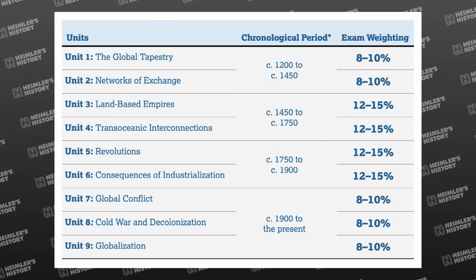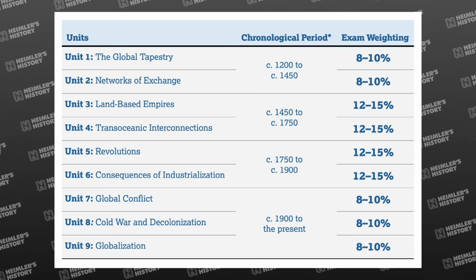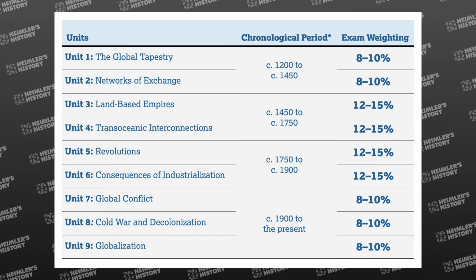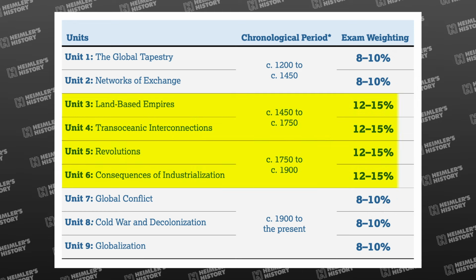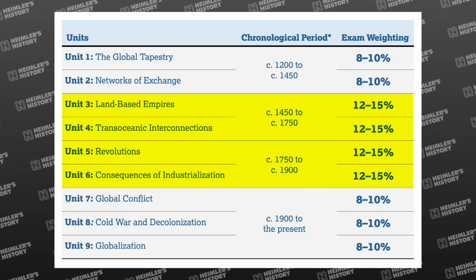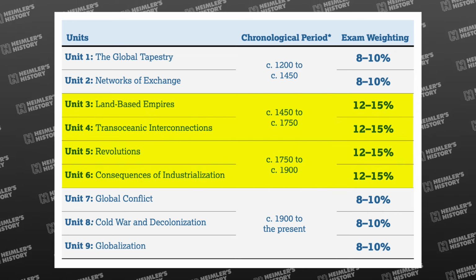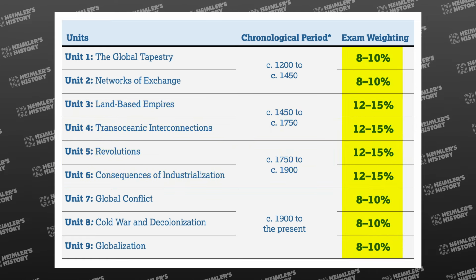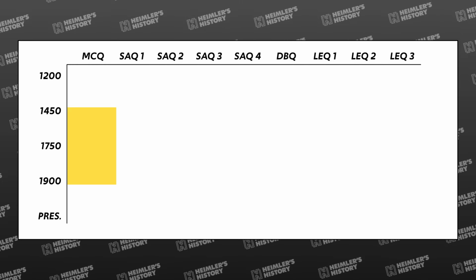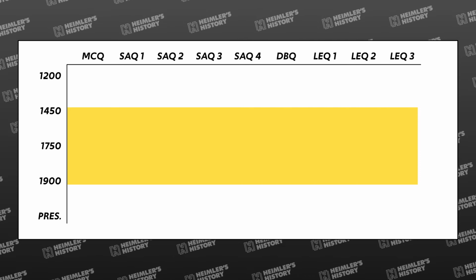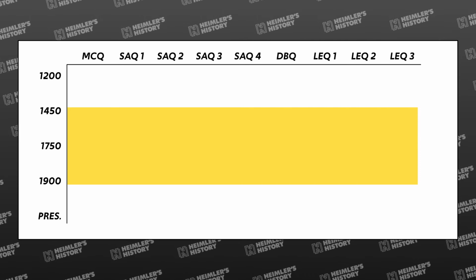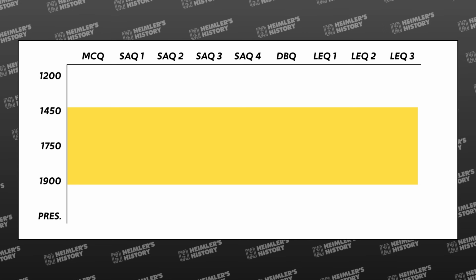Here you can see the breakdown of the units and the percentages of those units that will appear on the exam. So according to this, you should spend most of your time studying units 3 through 6, since those are going to show up 12 to 15% each, and then add the other units to your studies which have less representation on the exam. But let's just say that you only have time to study units 3 through 6. How would you fare in that scenario? Units 3 through 6 cover the time period 1450 to 1900, and here's where I tell you that the course and exam description further breaks down the exam questions by time period, and it looks like this.